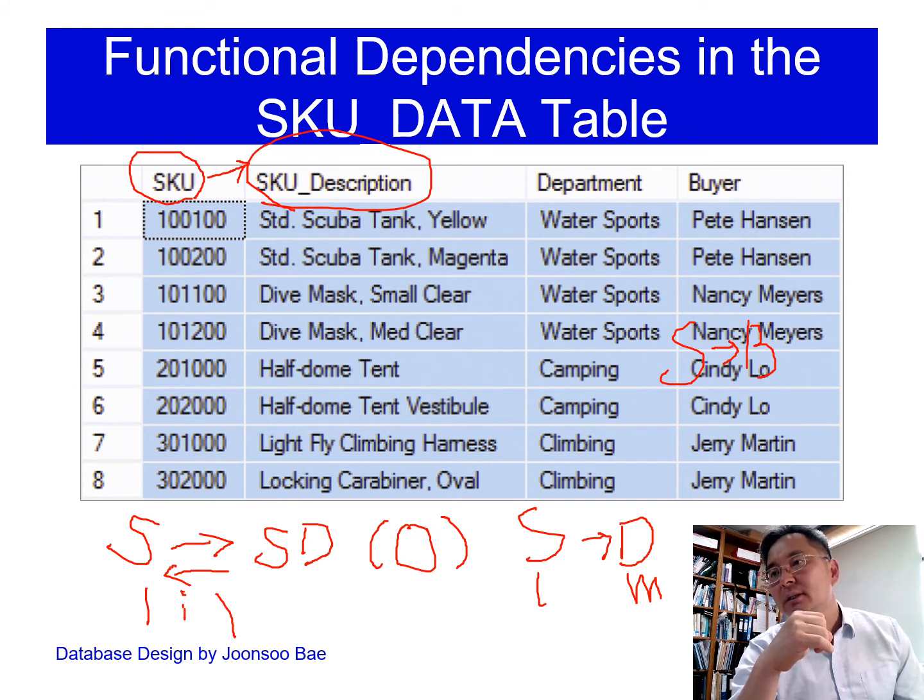How about department will determine SKU or not? These directions. Is it a function or not? No. Because many-to-1 mapping is not a function. How about this one? Buyer will determine SKU? No.